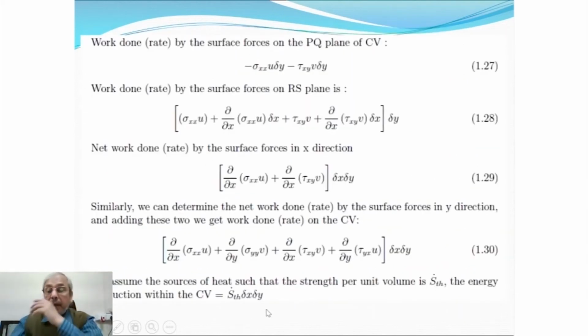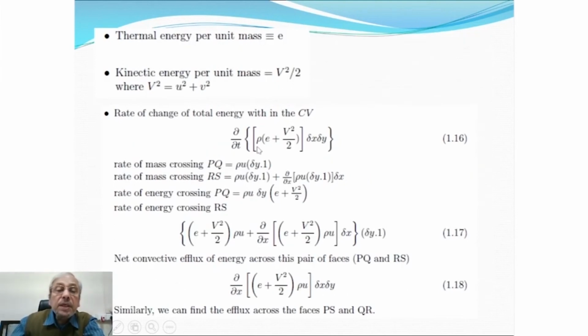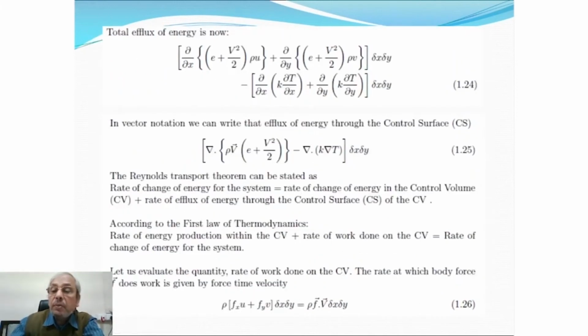And if there is a volumetric heat source S dot TH, the energy production within the control volume is S dot TH dx dy. So we now have all the components. That means we came to know about the rate of change of energy in the control volume, and the rate of efflux of energy through the control surface. This is the efflux of energy through the control surface. This is the rate of change of energy in the control volume. So 1.6 and 1.25, these two will give these two components.